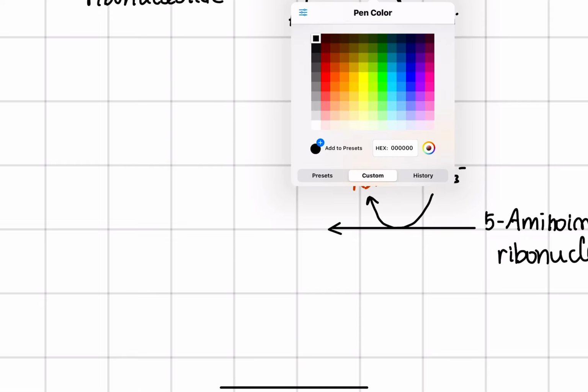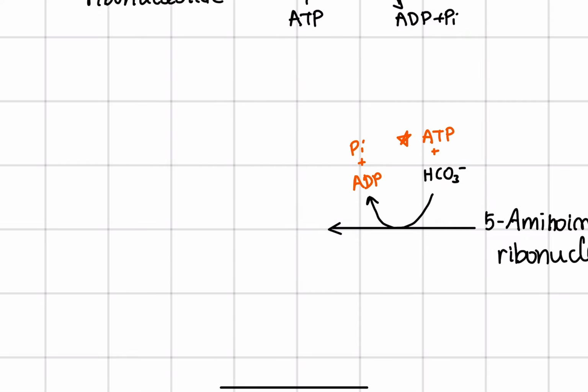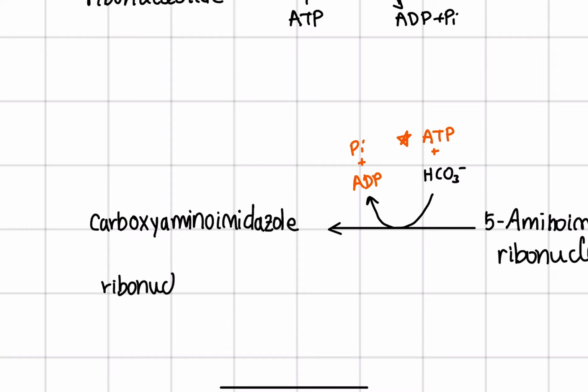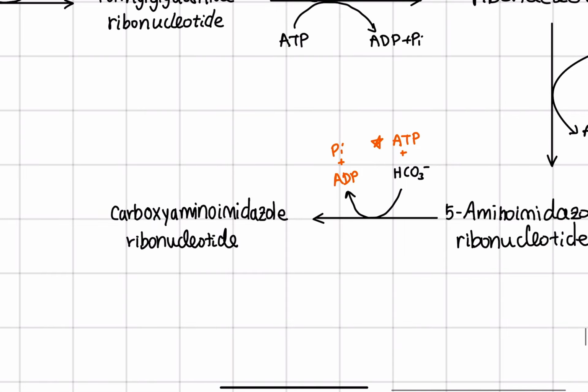So here you form, once you add it onto the ring, carboxyaminoimidazole ribonucleotide. Of course, once you add on a carbon, that's why you have carboxy.